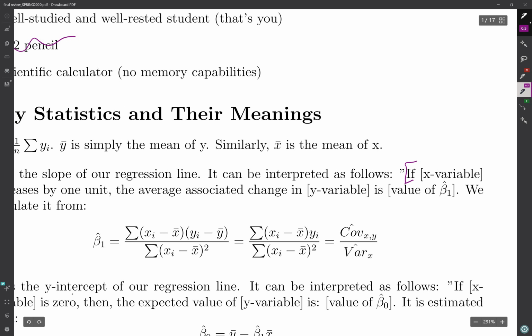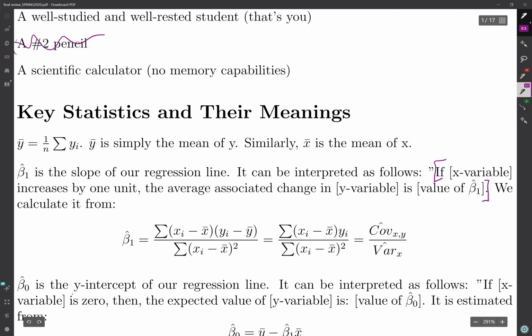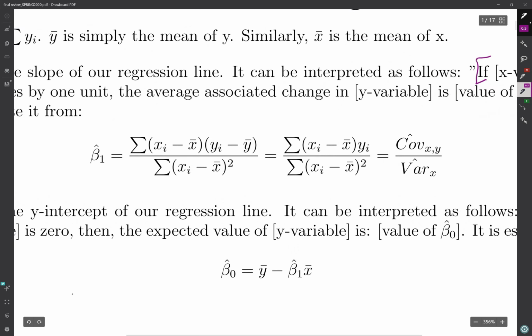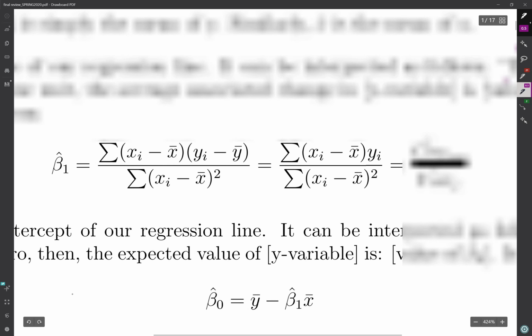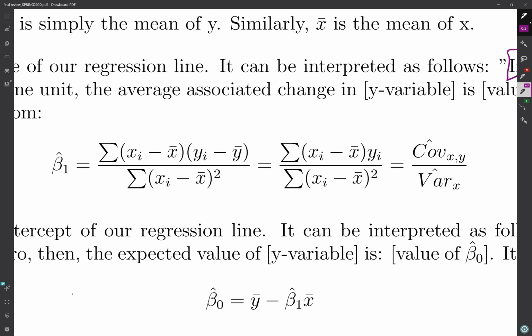Okay, so you're obviously going to be asked about interpretation for this, and if you just follow this to a T, unless you're using logs, so for not using logs, if you follow this interpretation, you should be good. If the x variable, whatever it is, increases by 1 unit, the average associated change in the y variable, whatever that is, is going to be whatever beta 1 hat is. Okay, so as far as calculating it goes, obviously, at least for simple linear regression, we are going to need to calculate this.